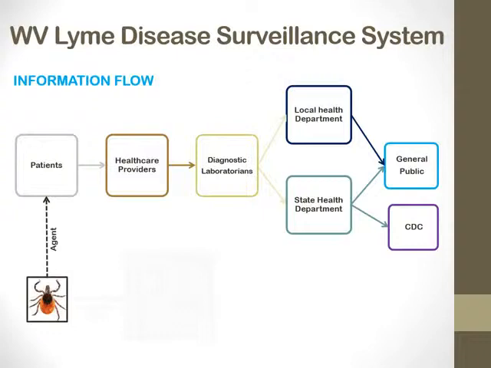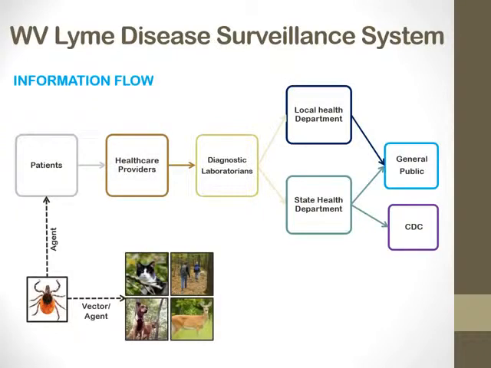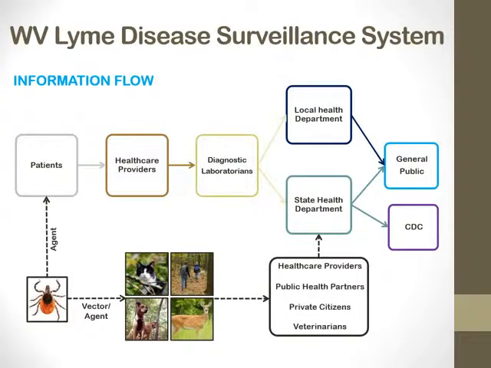Another aspect of the system is more tick-centric. Animals, including humans, are hosts for ticks, and the state health department can use tick data to drive future surveillance efforts. Currently, we have projects aimed at identifying and testing ticks for tick-borne disease pathogens. Veterinarians across West Virginia and in neighboring states have been participating in the West Virginia Tick Submission Project, whereby ticks found on animal clients are sent to the state public health entomologist for identification.